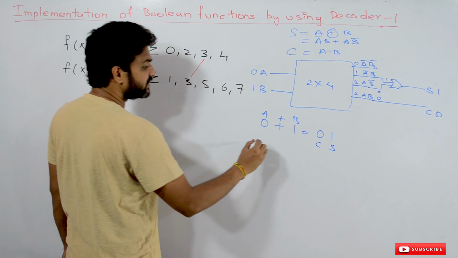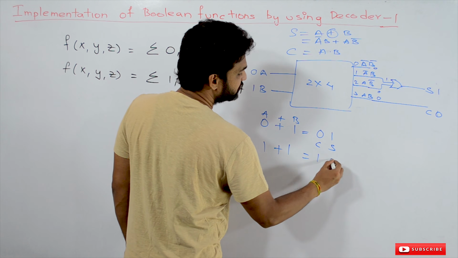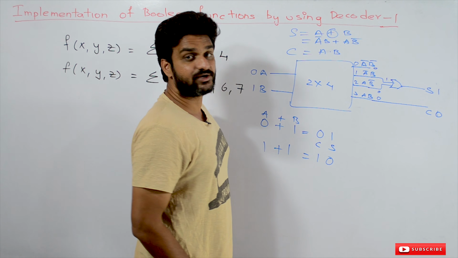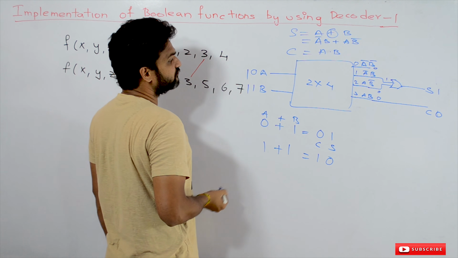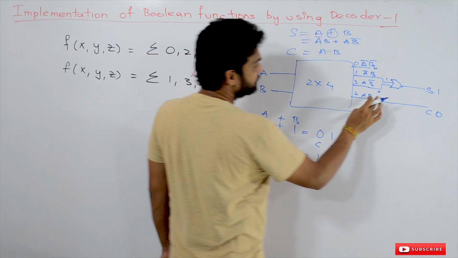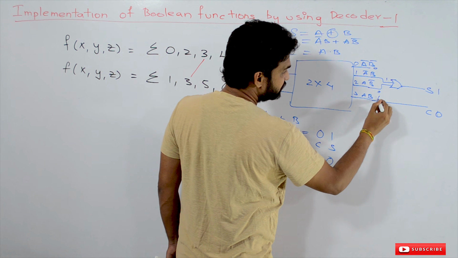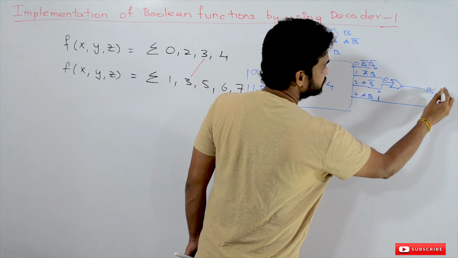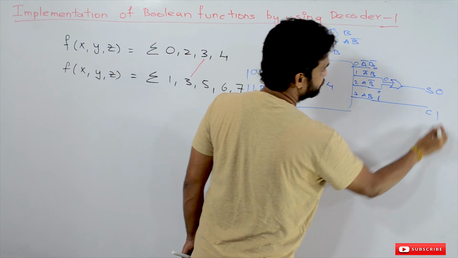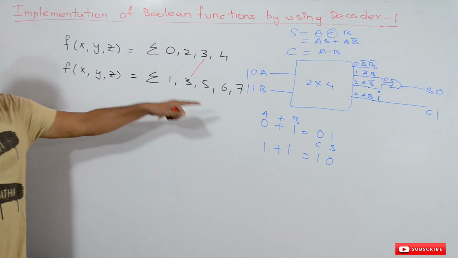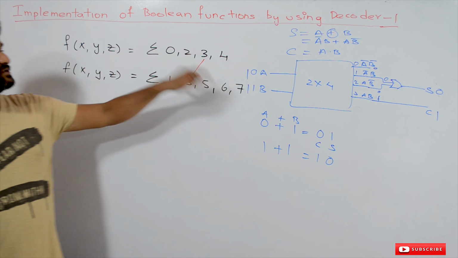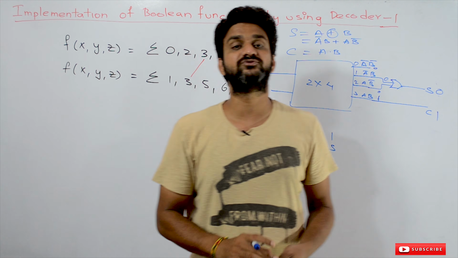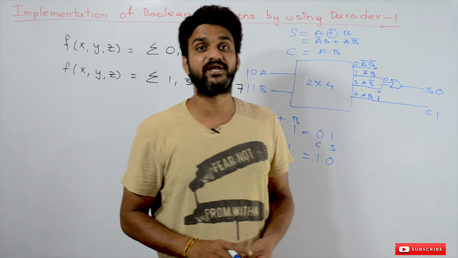Similarly, if you take 1 plus 1, it is going to produce 1 0. So carry is equal to 1 and sum is equal to 0. Let's check what happens if you give 1 1. So 1 1 means A B. This A B is going to be 1 and all the remaining outputs are going to be zeros. So the sum is going to produce a 0 and the carry is going to produce an output of 1. So this is how a half adder can be implemented by using a decoder. Any Boolean function can be implemented by using its corresponding decoder.